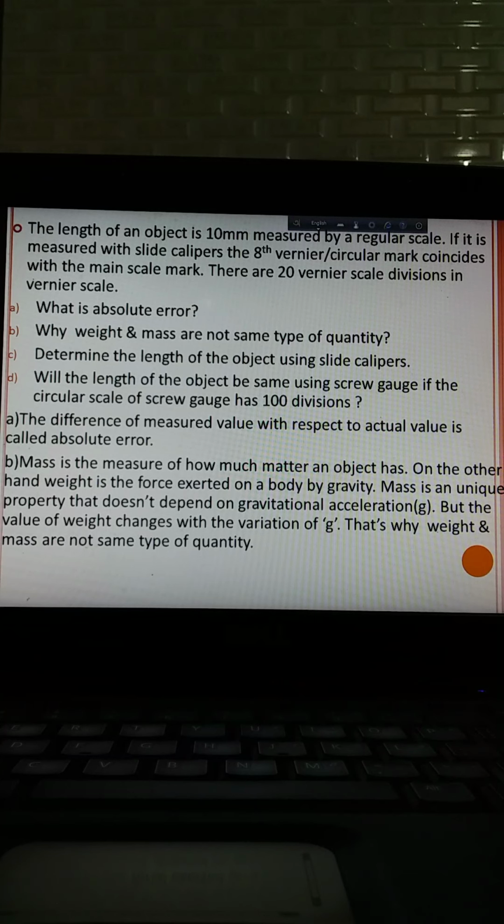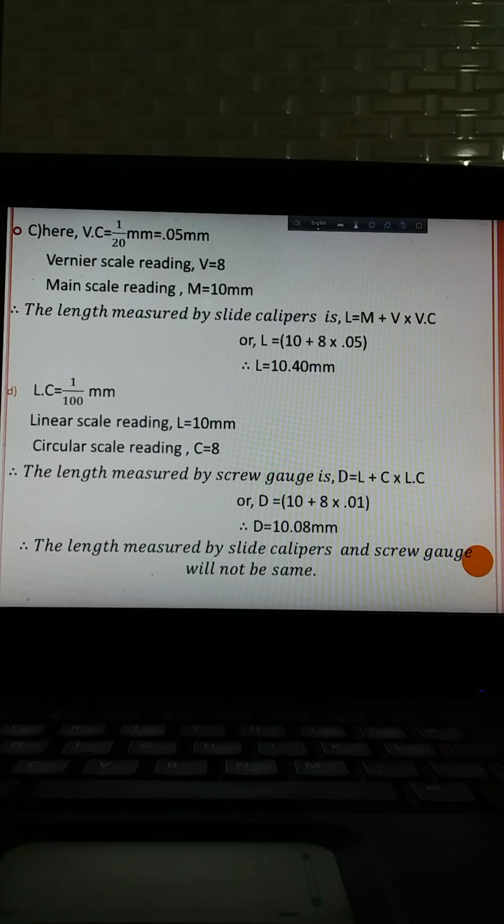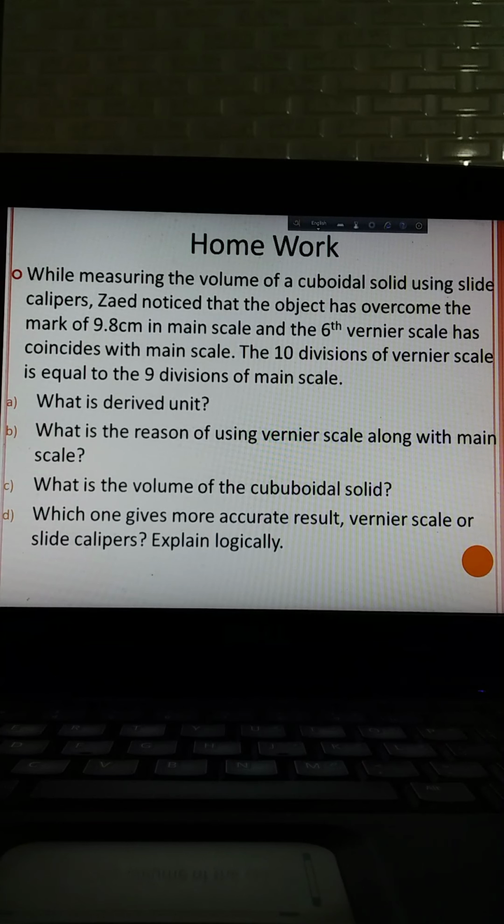If you have understood this one, I have mentioned another math problem for your homework here. Just note it down. While measuring the volume of a cuboidal solid using slide calipers, Jayed noticed that the object has crossed the mark of 9.8 centimeter on the main scale, and the 6th vernier scale division coincides with the main scale. 10 divisions of the vernier scale are equal to 9 divisions of the main scale. This is your problem statement, and what are the questions related to it?